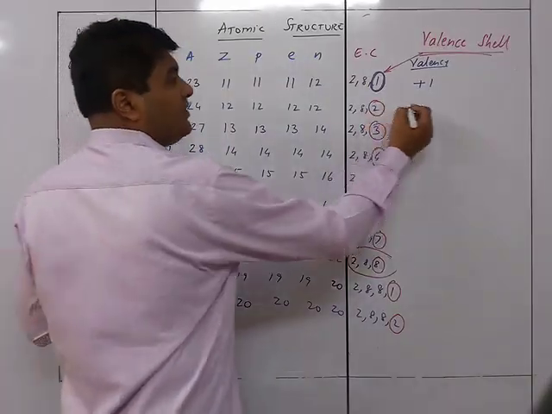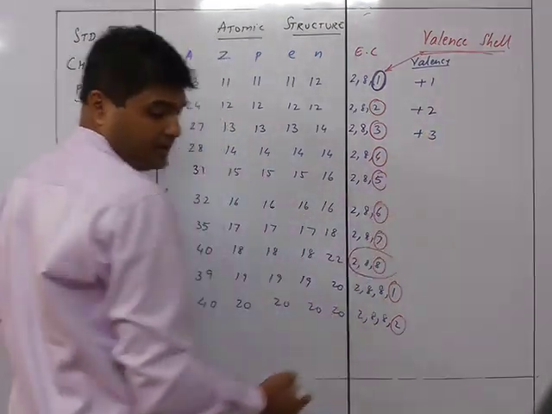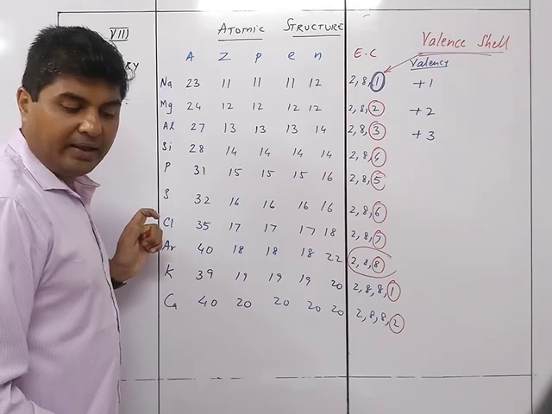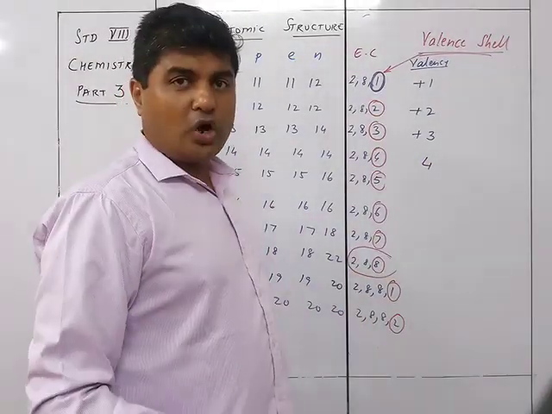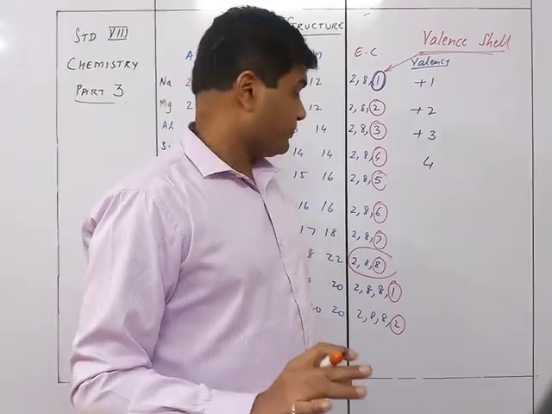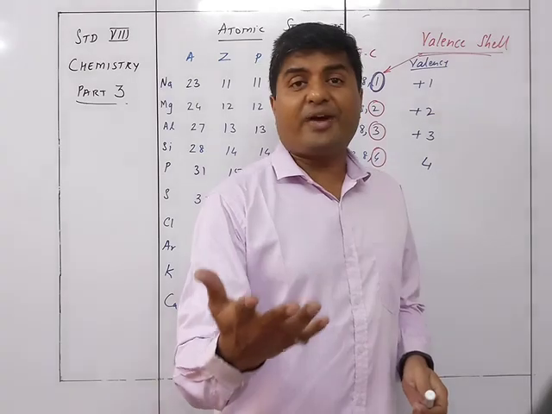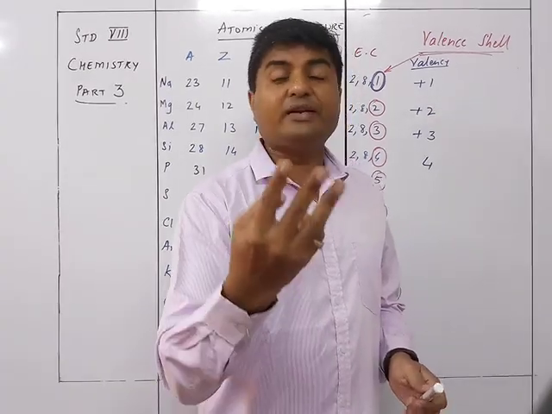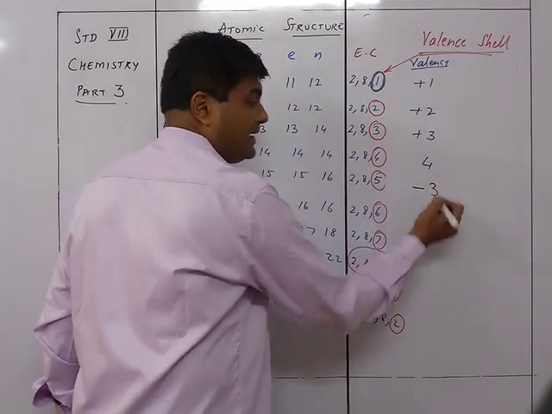Over here the valency will be +2. Over here will be +3. Okay. In case of this one, it will be just 4. It will not be plus nor minus. Okay, 4. It's just 4. For this one, it will not give away 5, but it will take 3. Because it is going to take 3, it can accept 3. That's the valency will be -3.